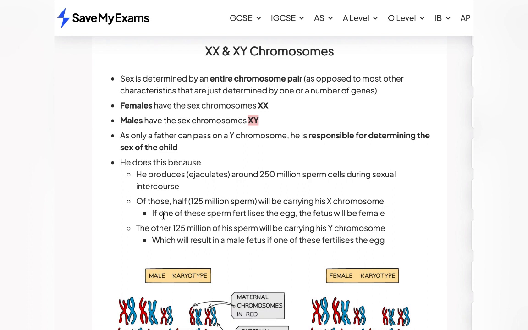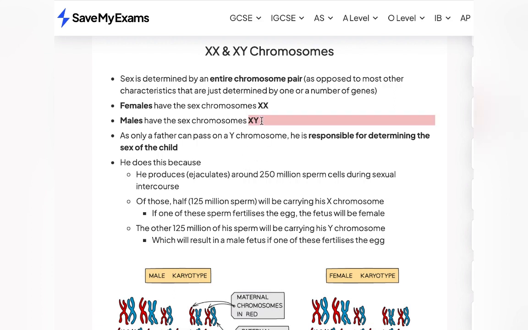Y chromosome. So if one of these sperm, this first 125 million, fertilizes the egg, then we will have a female child. Out of this 250 million, half of it, which is 125 million, are carrying the X. So if any of this first 125 million sperm gets to this place, they will fertilize, and a female child will be formed.